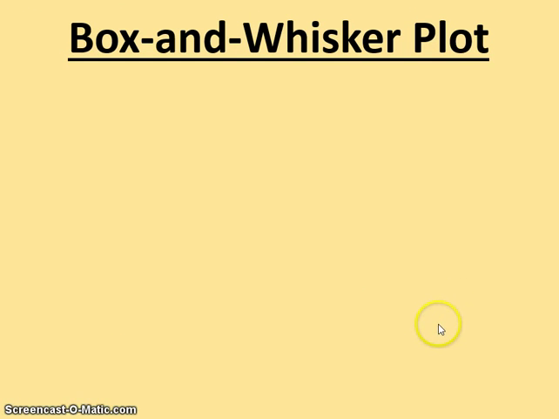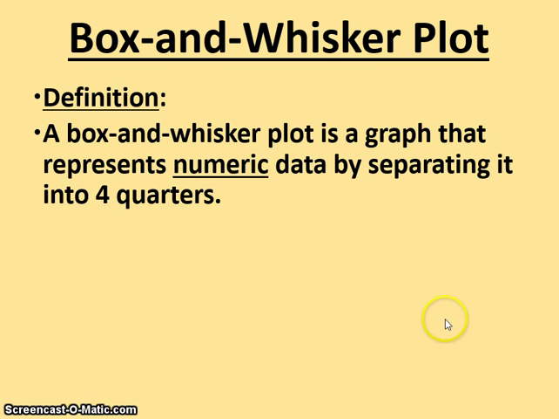Let's begin talking about box and whisker plots by defining what this type of graph is. A box and whisker plot is a graph that represents numeric data by separating it into 4 quarters. Notice, box and whisker plots can only be used for questions that result in a numeric answer.